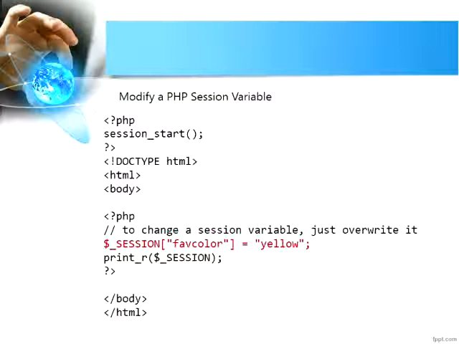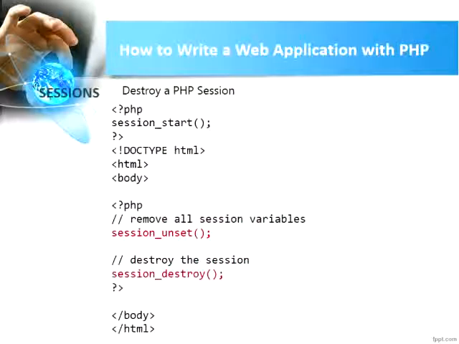For example, this is a PHP code, and we want to modify the favColor of our session. So we write $_SESSION favColor equal yellow. So in this case, we change the value of the session variable from green to yellow.